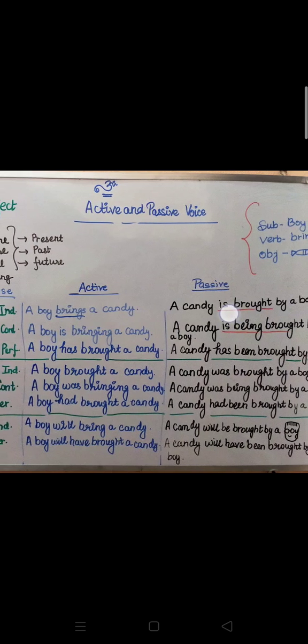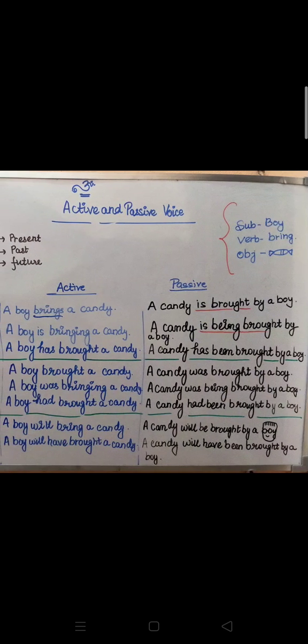Now, if we talk about the past continuous, a boy was bringing a candy. So, how we are going to change? Just don't forget that it is continuous, so we are going to use being. A candy was being brought by a boy. Now, if we talk about the perfect form, so in past perfect, we have had. A boy had brought a candy. Now, the changes are a candy had been brought by a boy.